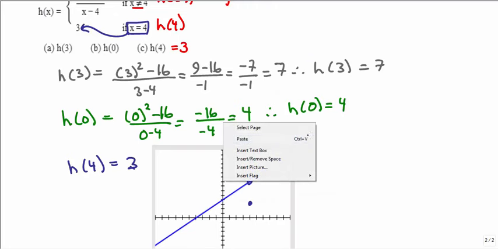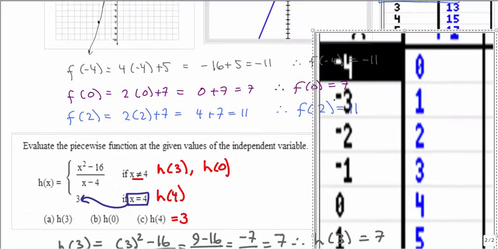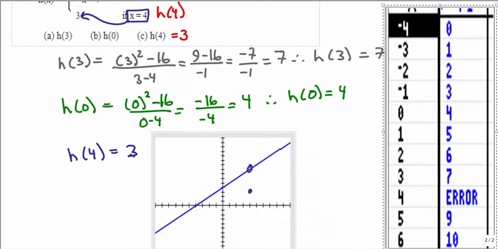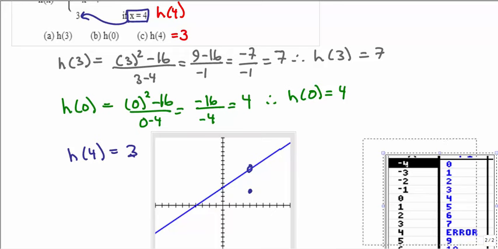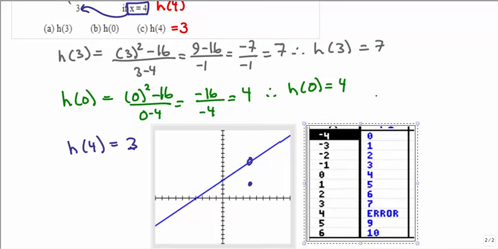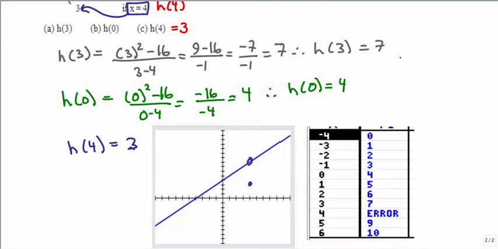So we're going to have to be smart enough to take the information that the calculator provides, combine it with the information that we know about the functions and the work that we did by hand to be able to actually talk about what's happening here with this graph. So h of 3. Here h of 3 is 7. We can see that that's here as well. So here we have h of 3 equals 7. And then h of 0 equals 4.